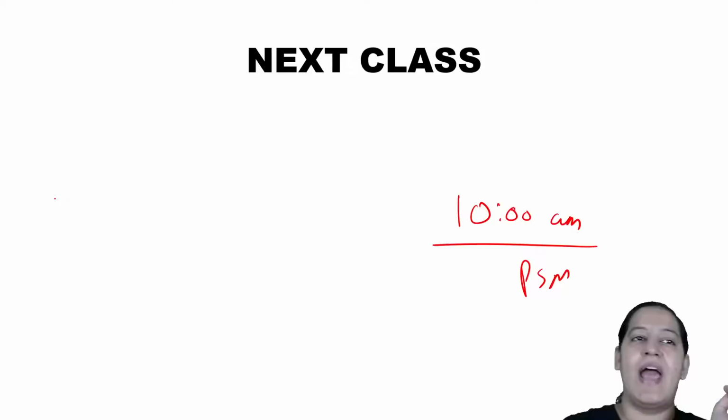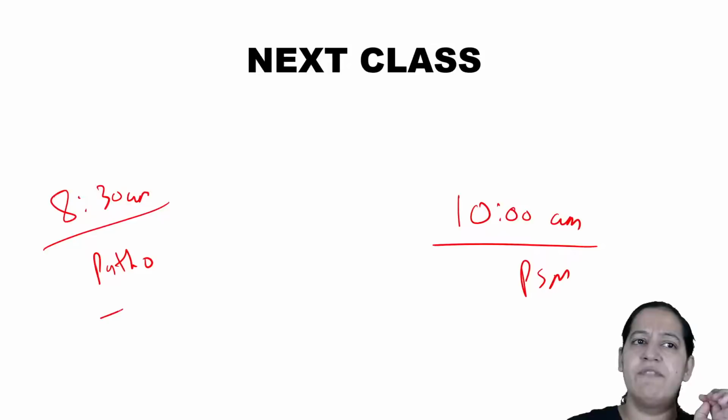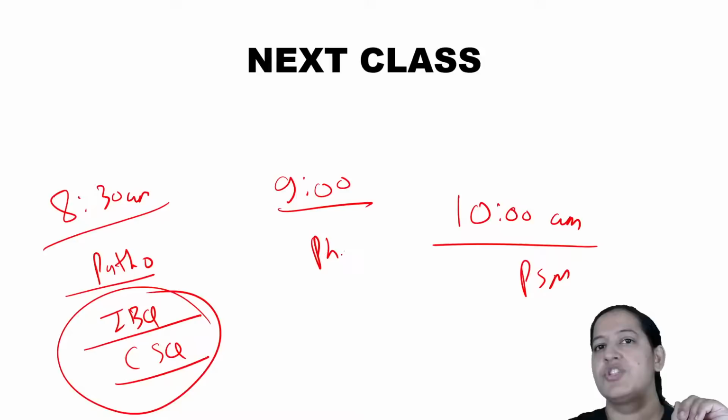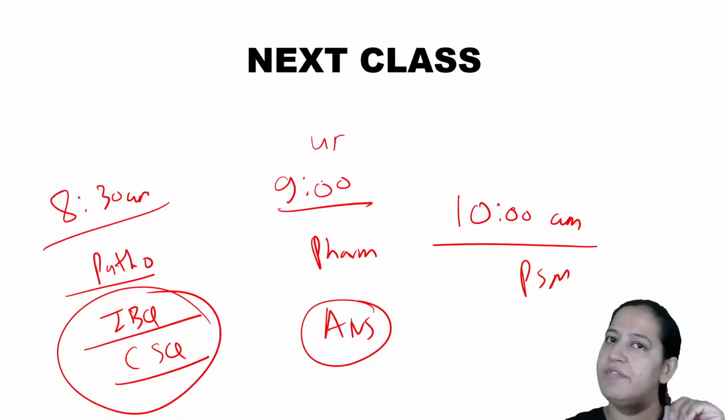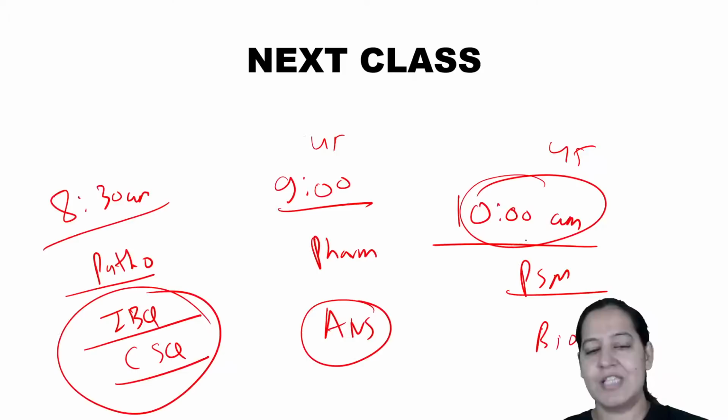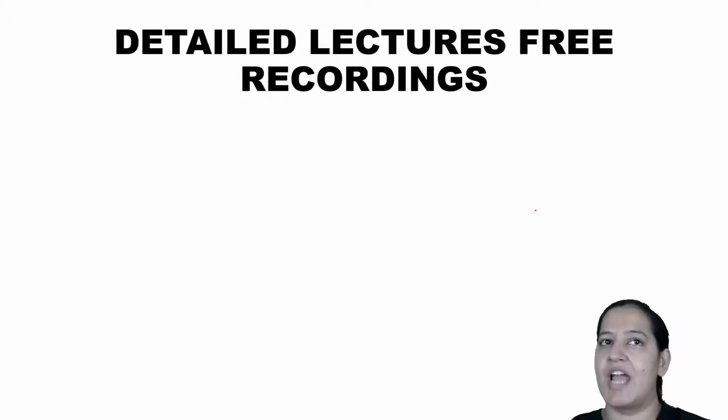So at 8:30 in the morning, I start with pathology. In pathology, I start with IBQs and CSQs. So image-based questions and clinical scenario questions in pathology. At 9, for half an hour, we do this. At 9, daily, I take pharmacology. In pharmacology, today, I have started the first system, ANS. So for 45 minutes, we will do pharmacology. And at 10 o'clock, we daily do PSM, that is biostatistics, for 40 or 45 minutes. So this is the whole schedule for the whole next week. So next week, patho, pharma, PSM, daily, 8:30 onwards, 8:30, 9 and 10. So these are the timings. Daily morning, I want everyone there.